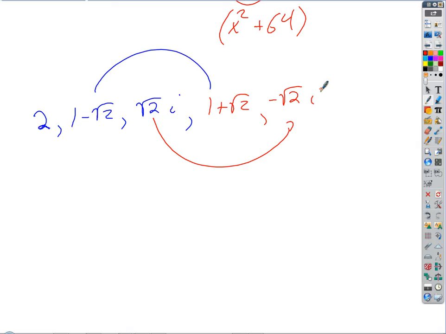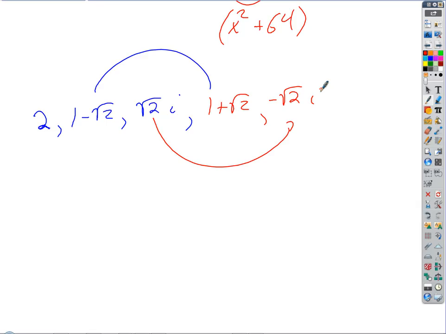Say if it was the cube root of 2, would it have to come in a pair? It wouldn't work, you wouldn't end up getting rational coefficients in that case. So yeah, just with square roots.